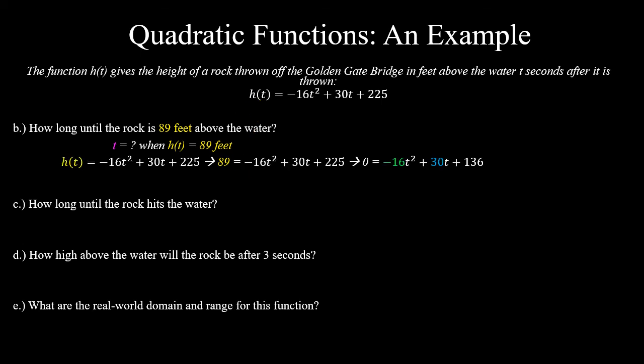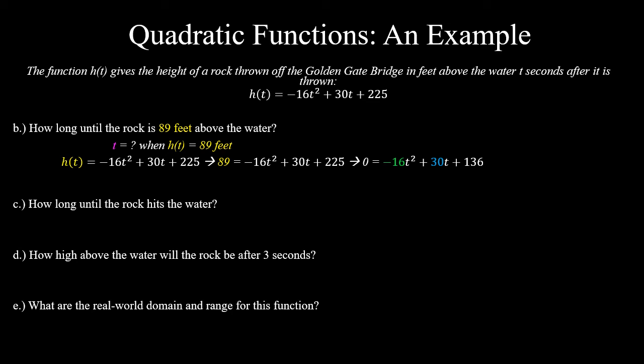So let's do that. Okay, always start with your original function, h of t equals negative 16t squared plus 30t plus 225, and then plug in from there. We know h of t is 89, so that gives us 89 equals negative 16t squared plus 30t plus 225. Let's move that 89 over, so subtract 89 from both sides. And that gives us 0 equals negative 16t squared plus 30t plus 136. Once we have our quadratic function set equal to 0, we can go ahead and use the quadratic formula to solve, okay? In this case for t, right?